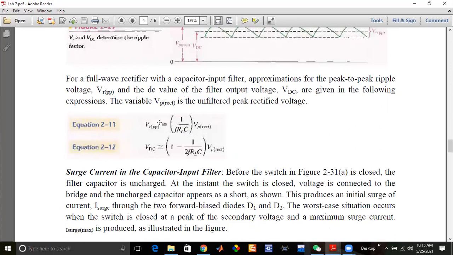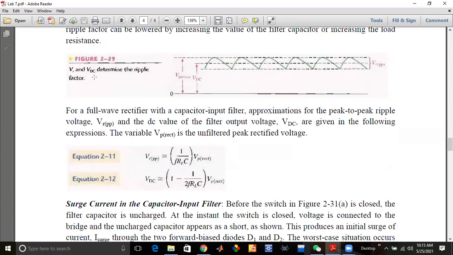as this is double. So you will calculate the ripple factor by this formula, and V_DC by this formula, 1 minus 1 over 2 F R_L C into VP secondary. So these are the formulas. How this formula is derived, we are not interested in the derivation, but from a numerical point of view in theory class, you can use this equation for the VRPP, and this is for V_DC. Then divide this by this, and you will get the ripple factor.